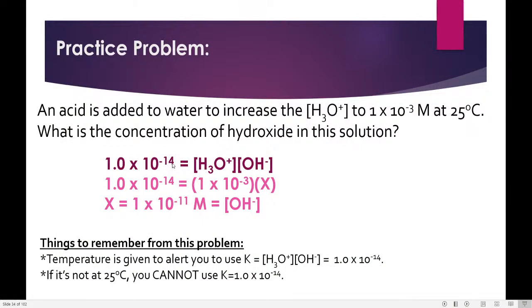Okay, can you always use this equation? No, only at 25 degrees. Is it possible that they'll give you like 30 degrees? Yeah, but you know what will be different? This number will not be 1 times 10 to the negative 14th. They would have to give you the equilibrium constant at that other temperature. Okay.